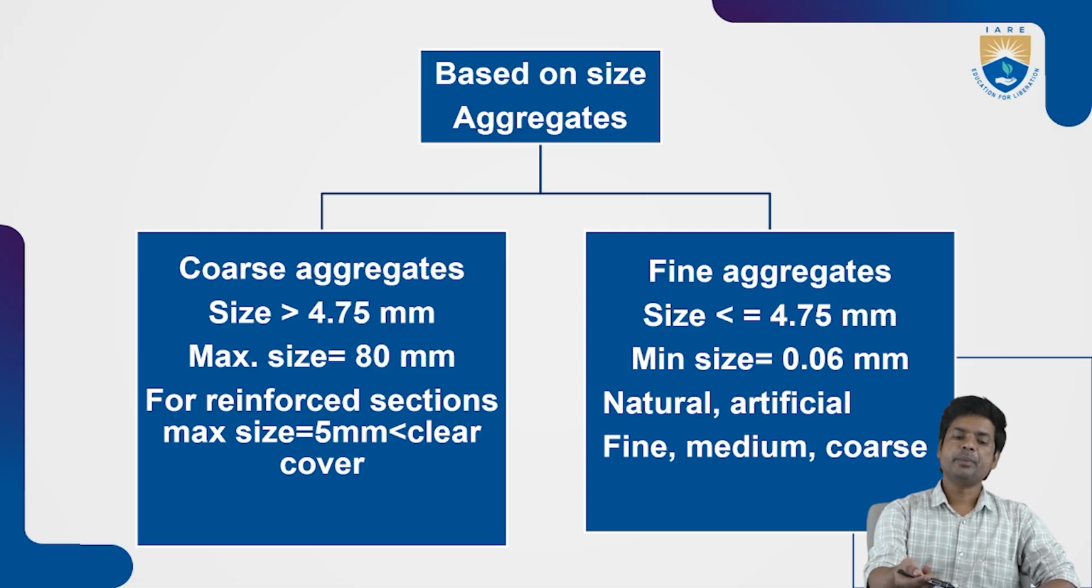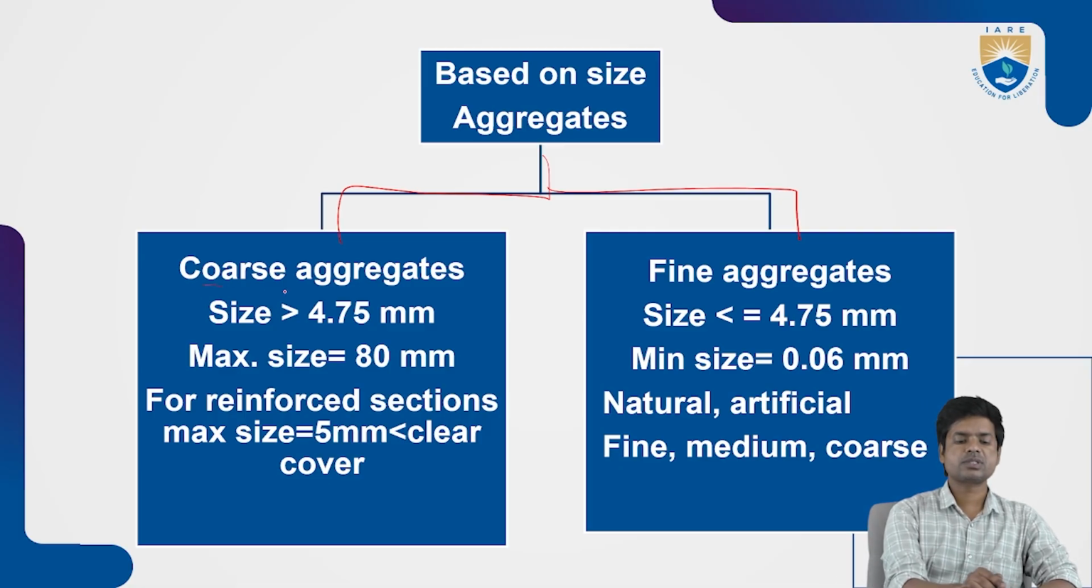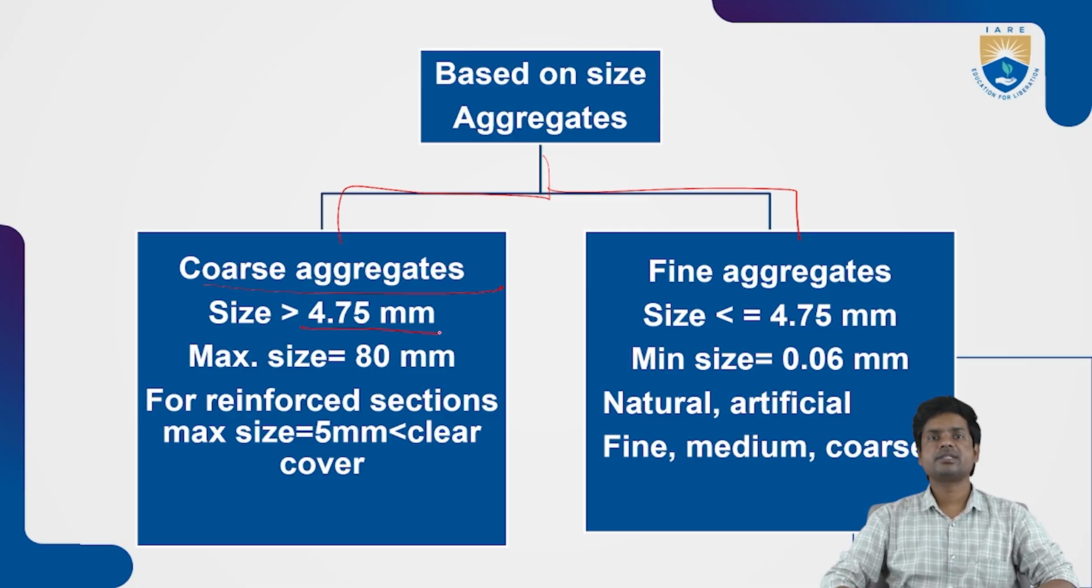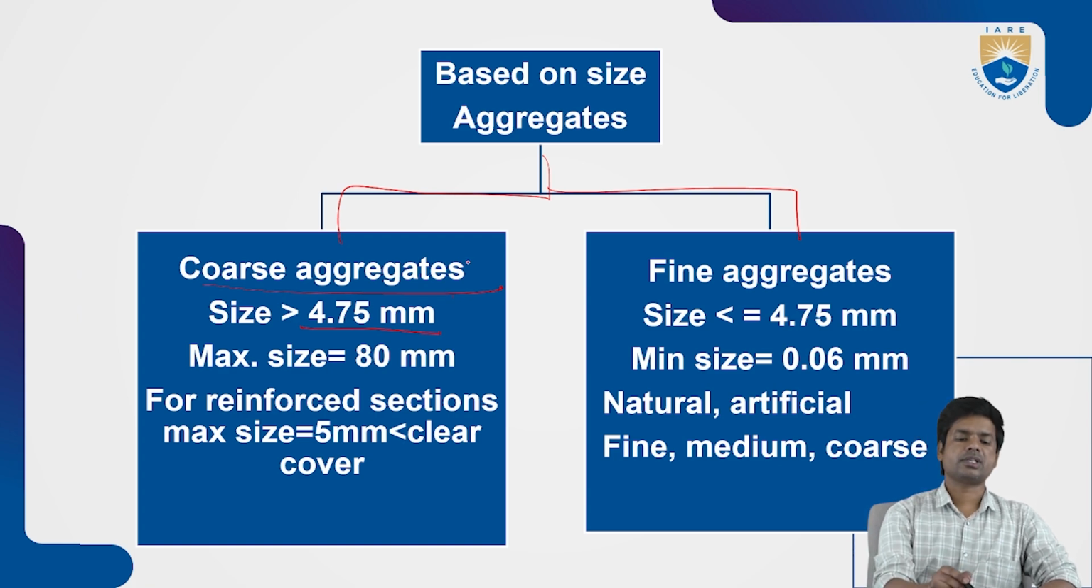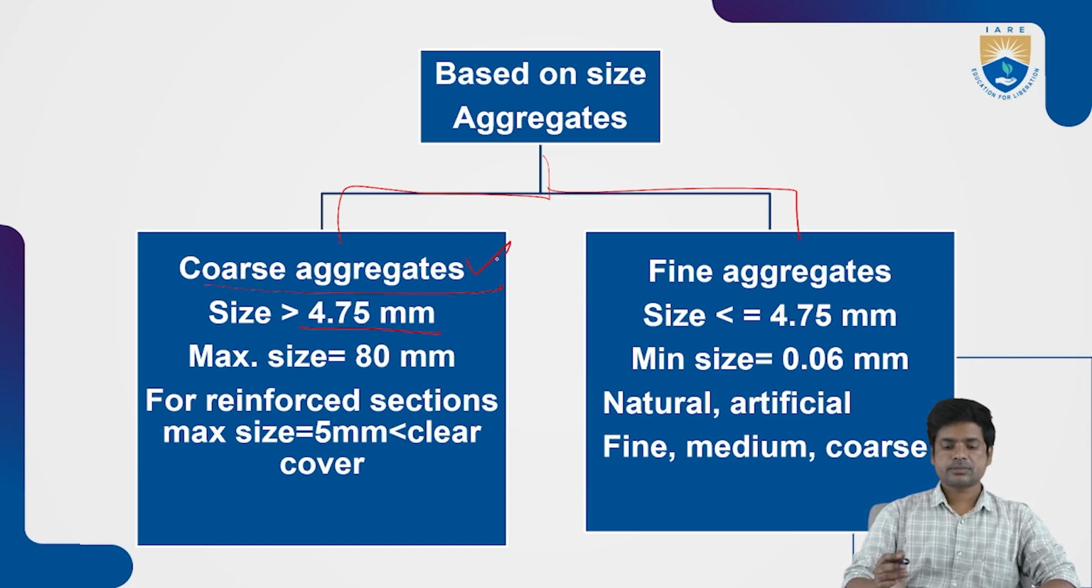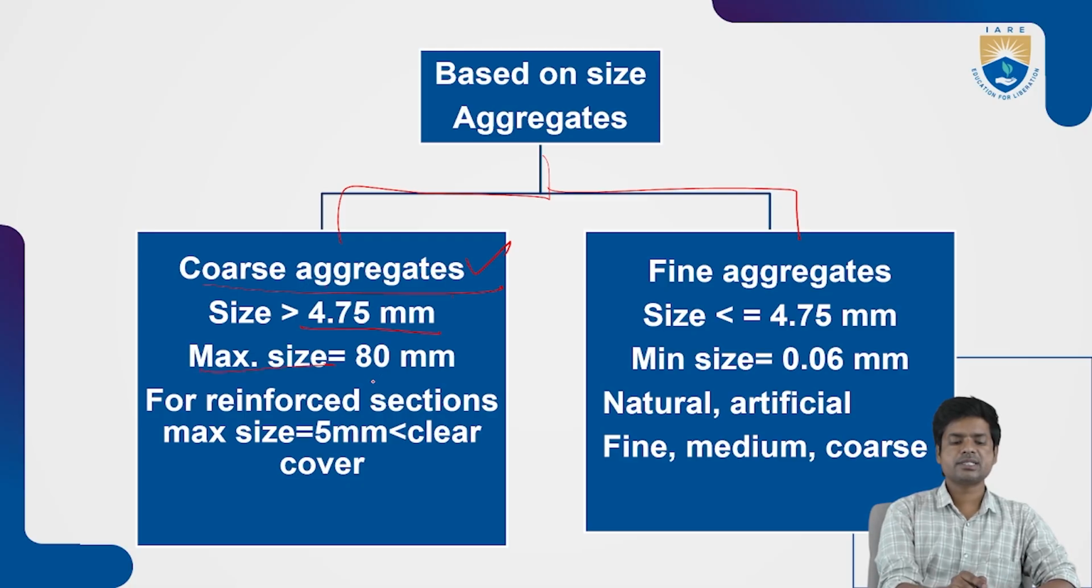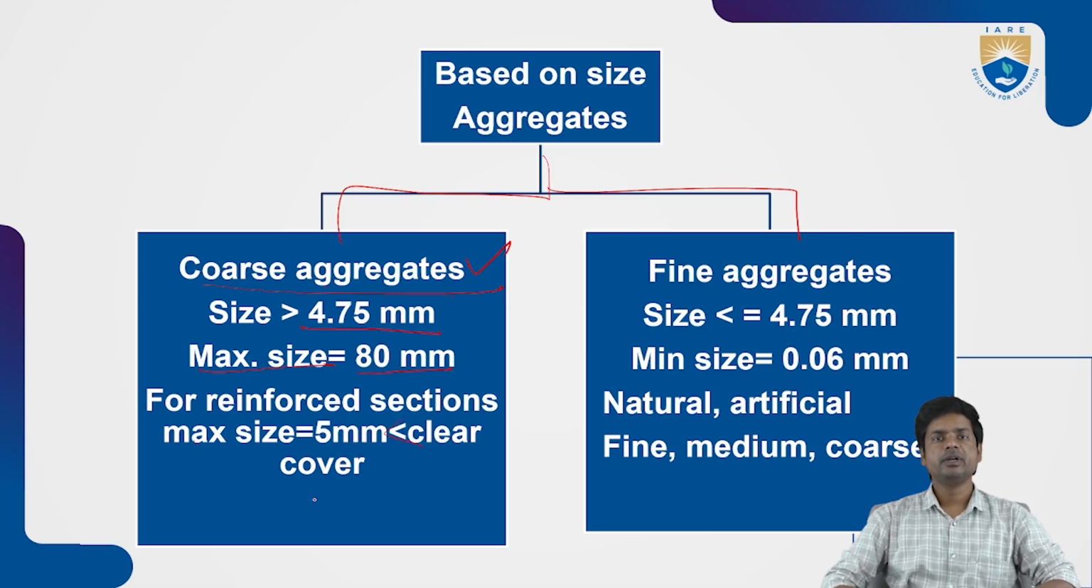Now coming to the classification, we are dividing the aggregates into two types based upon the size. The first one is coarse aggregate. Coarse aggregate has a size of more than 4.75 mm. If the aggregate size is more than 4.75 mm, then that is called a coarse aggregate. The maximum size of coarse aggregate is 80 mm. For reinforced sections, the maximum size is 5 mm less than the clear cover. Based upon the clear cover, we take a value 5 mm less, while using the coarse aggregate in the preparation of concrete.